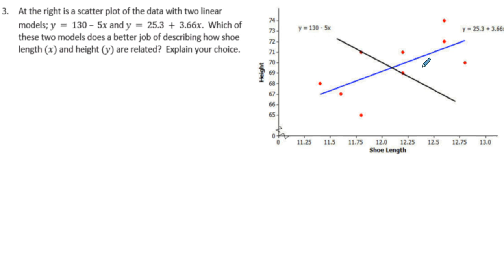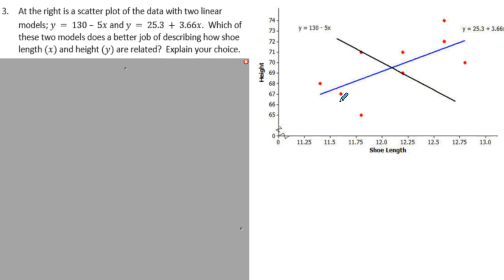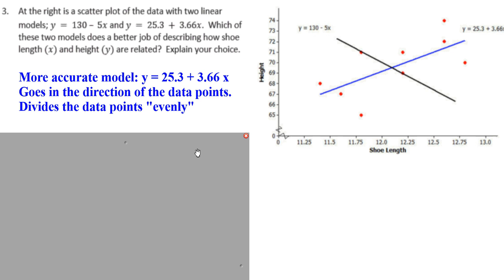Well, thinking about the data and what we answered before, we said that it was a positive relationship. So of these two lines, the only one that shows a positive relationship is the one in blue, y equals 25.3 plus 3.66x. That would be the better fit for our data based on saying there was a positive correlation. Again, it's going in the direction of the data points. It's splitting it about evenly above and below. So it's meeting kind of 2 out of the 3 requirements for your best fit line.